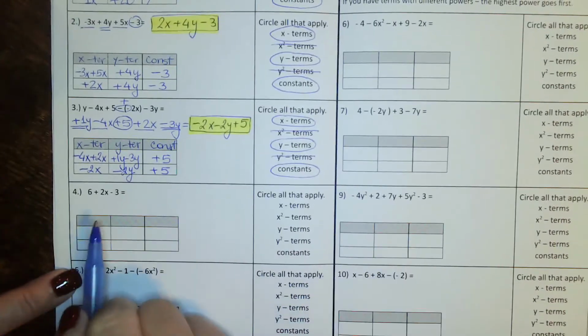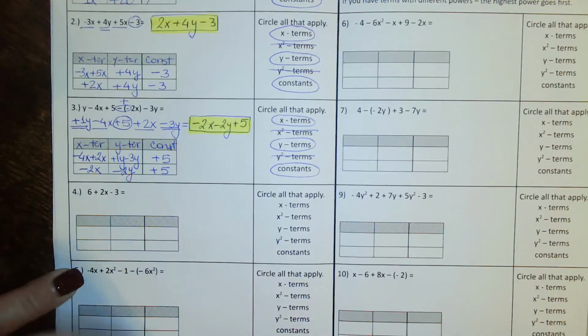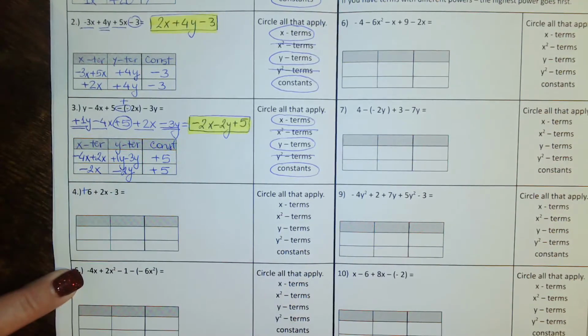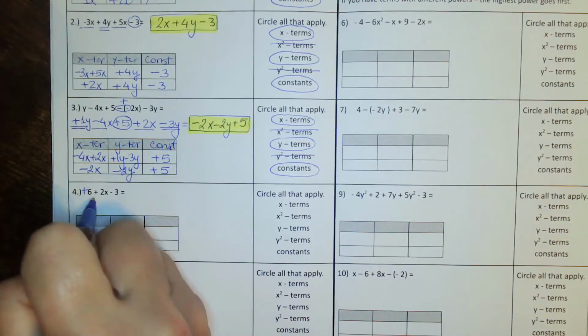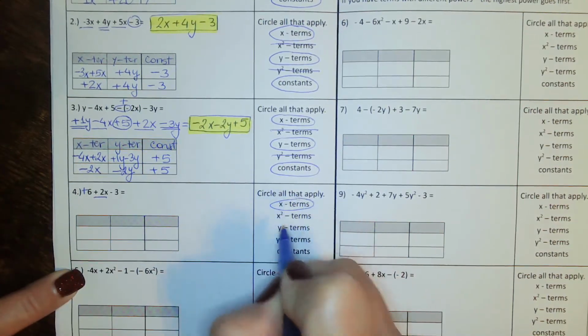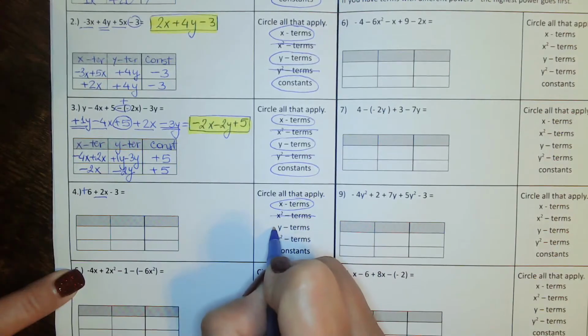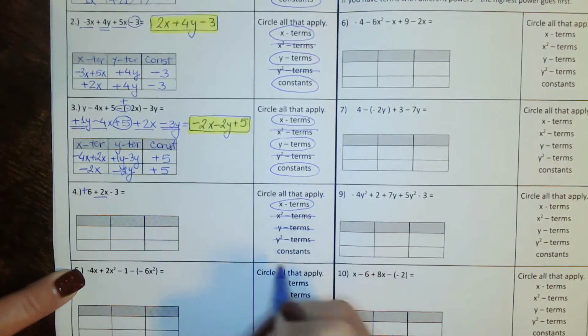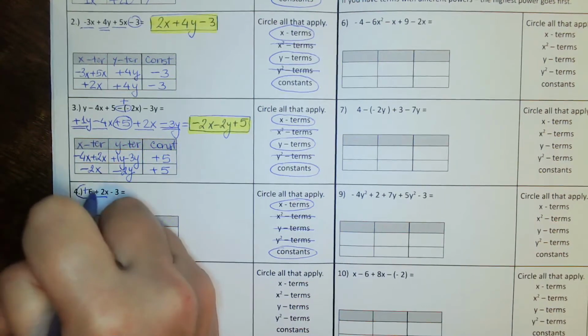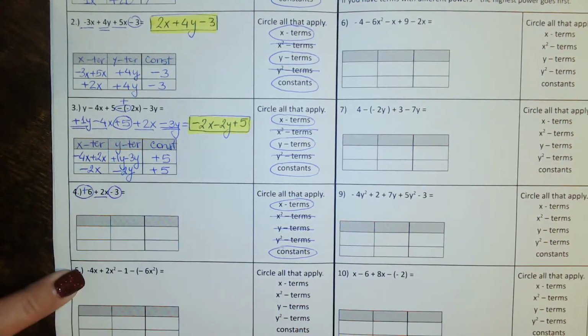Here's a little expression. We have 6, which is positive. Always put a sign in front of the term. Every single term has to have one sign in front. So what do we have here? We have an x term, positive 2x. No x squared, no y's, no y squared. And we have 2 constants, positive 6 and negative 3.